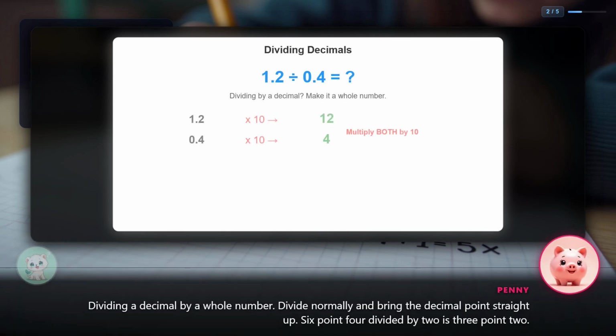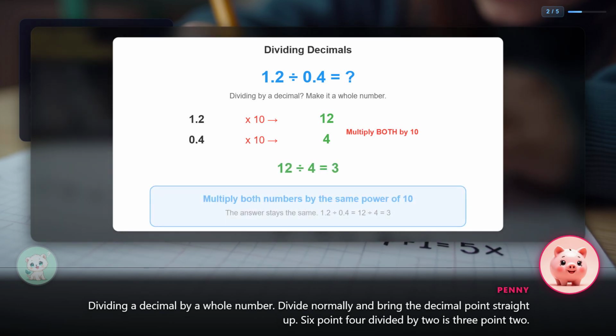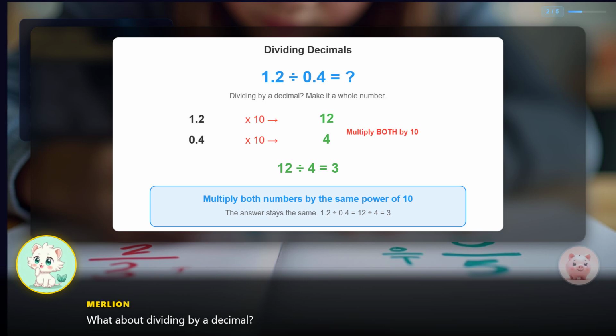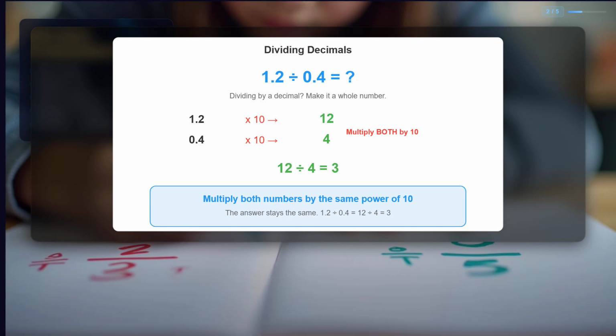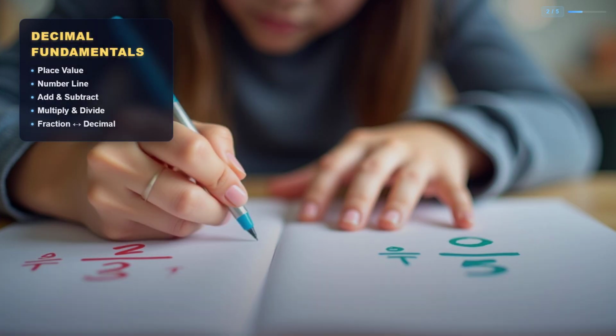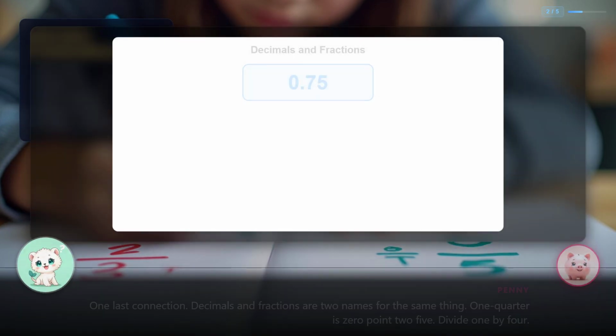What about division? Dividing a decimal by a whole number. Divide normally and bring the decimal point straight up. 6.4 divided by 2 is 3.2. What about dividing by a decimal? Shift both decimal points right until the divisor is whole. 1.2 divided by 0.4. Move both one place, right? 12 divided by 4. 3. That is clever.